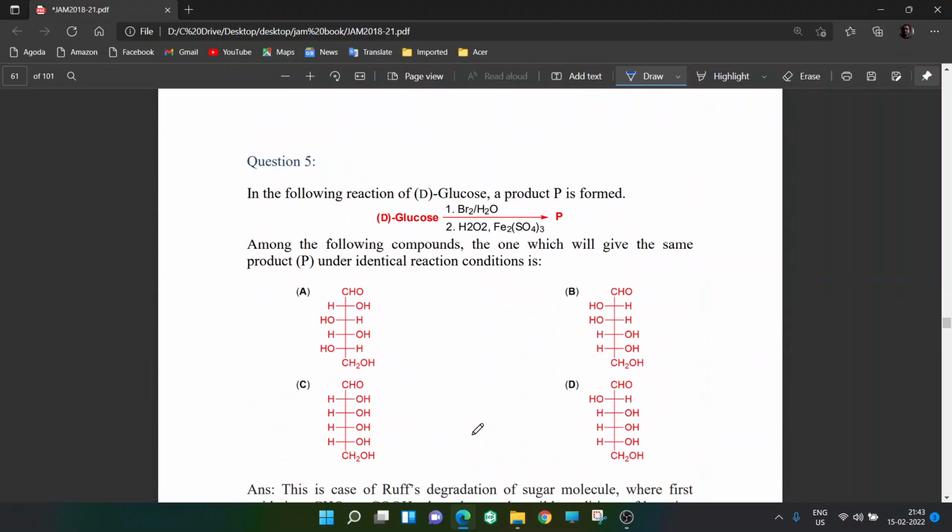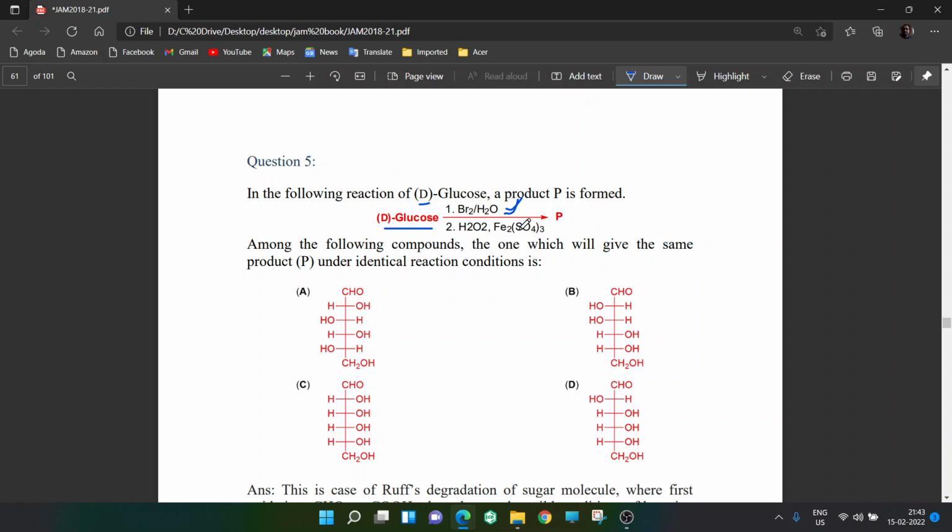Question number 5. Okay. So this will be the last for this video. The question says, in the following reaction of D-glucose, the product formed is. So you have D-glucose. You are first reacting with bromine water. Bromine water is a mild oxidizing agent. Okay. And then second, you are adding H2O2 and FeSO4.